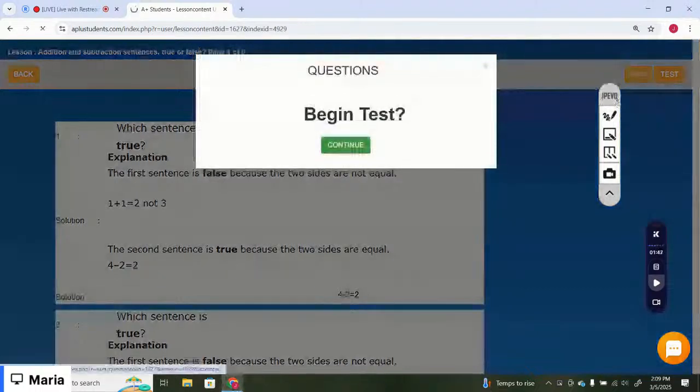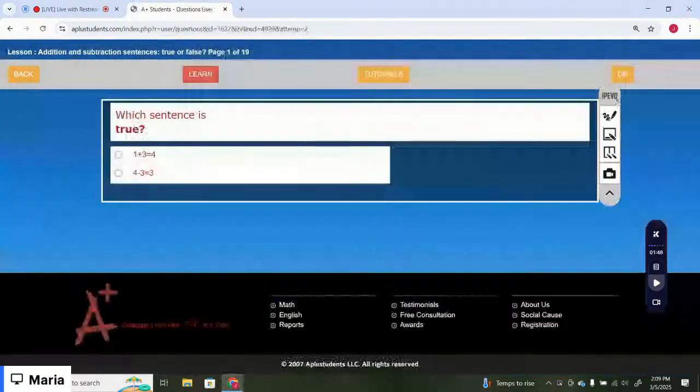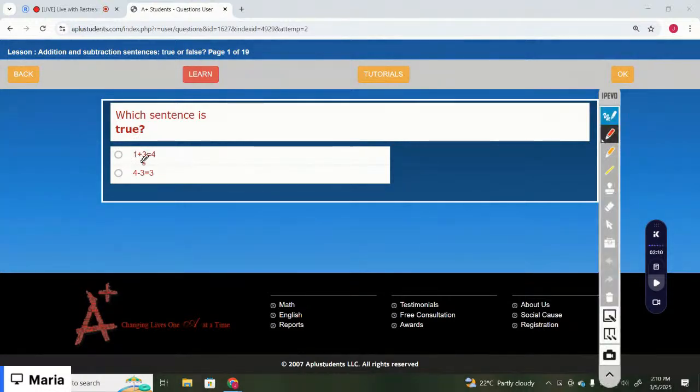Let's just start with the test questions. Okay, which sentence is true? 1 plus 3 equals 4, and 4 minus 3 equals 3. So the one that is correct is true, right? Start with the first one, just add 1 plus 3. 1 plus 3 makes 4. So both sides are exactly equal. So that is the one that is true.